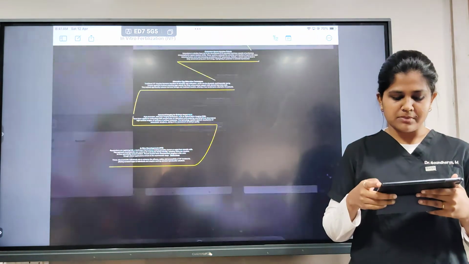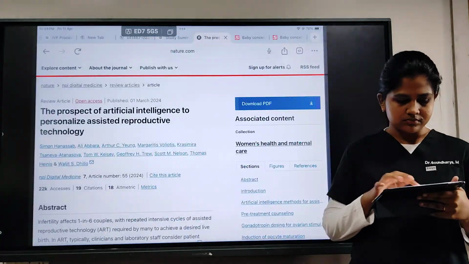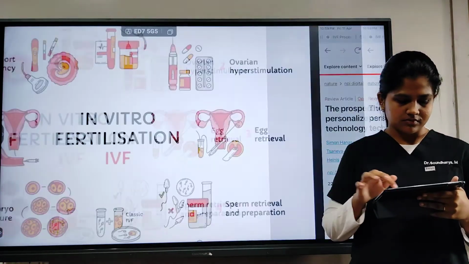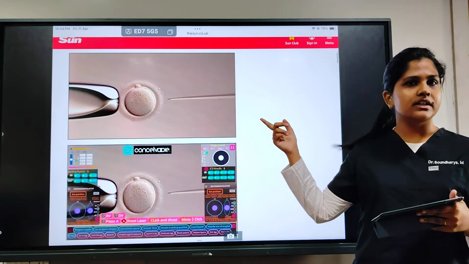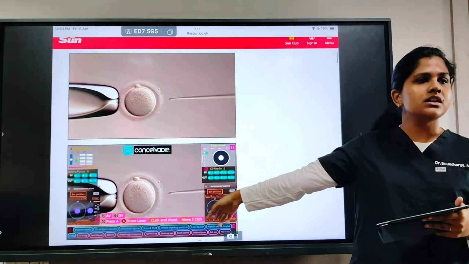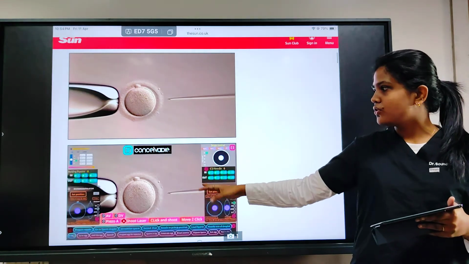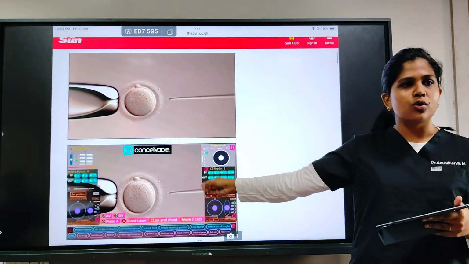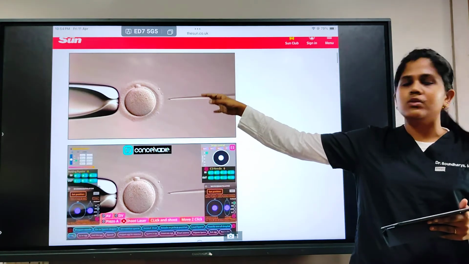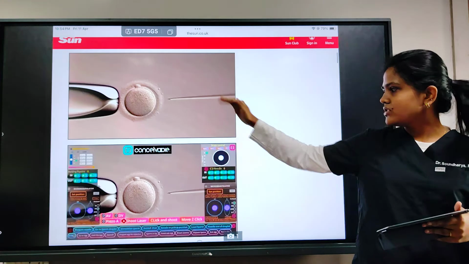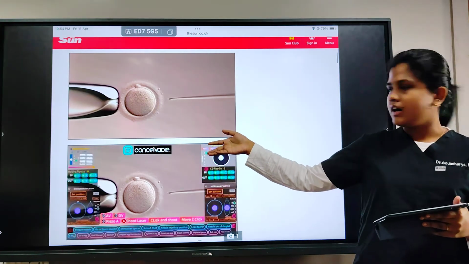So I'll just show the images of. This is the normal IVF thing where they used to see. This is using the AI thing. What we are able to see are all the controls, how deep it has to go, how the needle has to penetrate, everything will be shown here. But this is only through the normal way. So this is the difference between us using the technology for IVF.